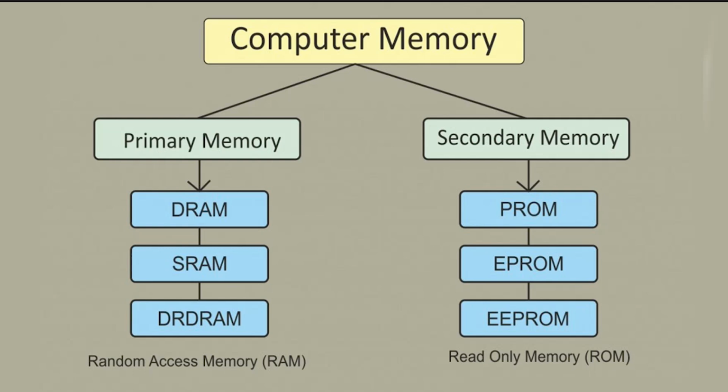Primary memory is also divided into 3 and secondary memory is also divided into 3. There are 3 types of primary memory and 3 types of secondary memory. The first primary memory is DRAM, the second is SRAM, and the third one is DRAM. The first secondary memory is PROM, the second one is EPROM, and the third one is EEPROM. So we understand the computer memory and memory types.